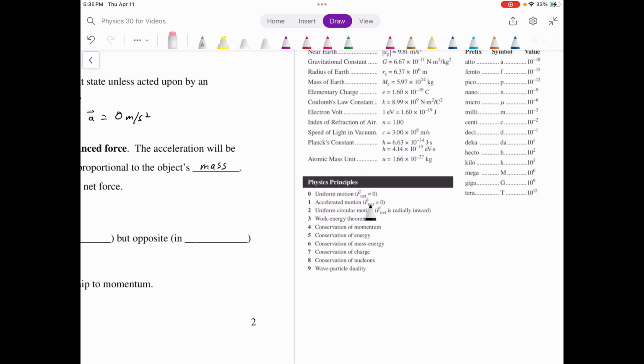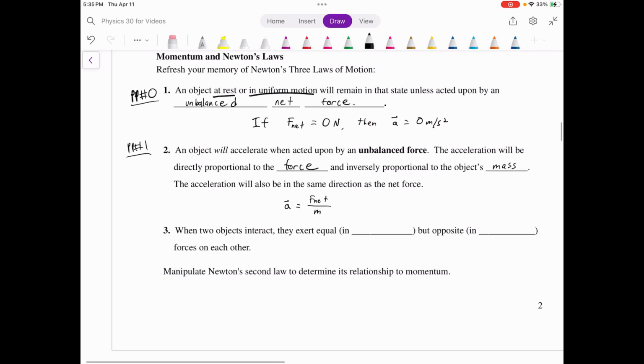When F net is not 0, the object's motion is therefore changing. This is going to come into play as it relates to momentum. If you change your velocity, you change your motion. Acceleration is the rate at which your velocity changes. So if you accelerate, your velocity's changing, and now we know that means your momentum is changing, right?